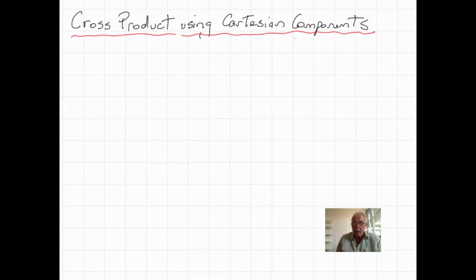We're now going to calculate the cross product, sometimes called the vector product, using Cartesian components. In this particular instance, I'm just going to look at when we multiply i, j and k together. So let's go back to our definition of what the cross product is.